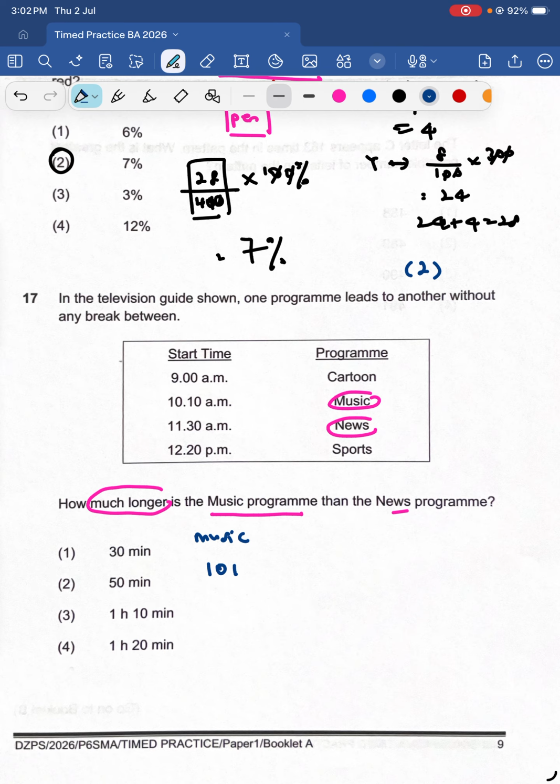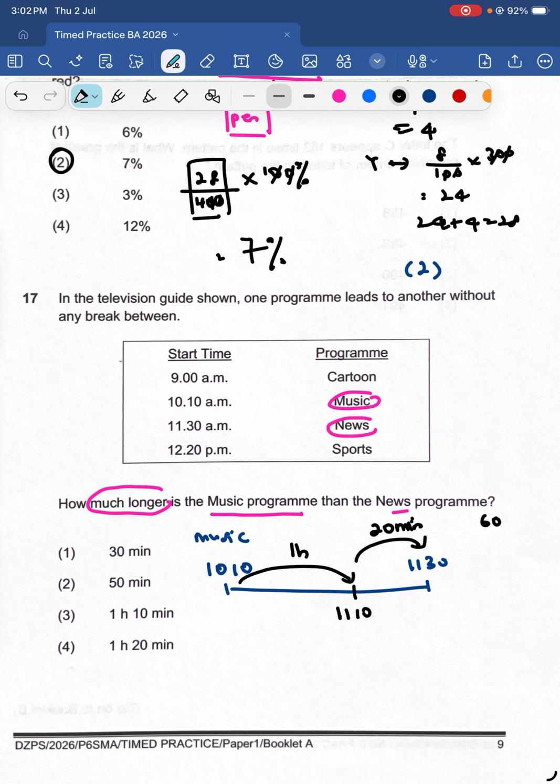if the starting time is 10:10, the ending time is 11:30, you need to do your counting by using a timeline, meaning 10:10 to the next hour, 1 hour later, is 11:10. And from 11:10 to 11:30 is 20 minutes. I know that 1 hour is 60 minutes, so 20 plus 60, I know that the music program is 80 minutes. See, I am using a timeline. I don't use the time minus the time.